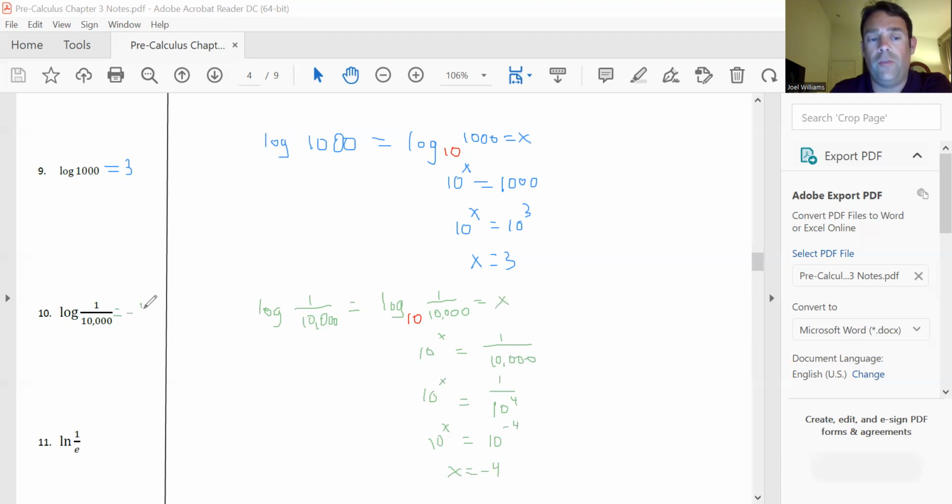So we can solve problems that involve common logs, just like we can also solve problems that are the natural log. Those are the ones that are e. So go ahead and pause the video and see what you can do with numbers 11 and 12. We'll come back and take a look at them.